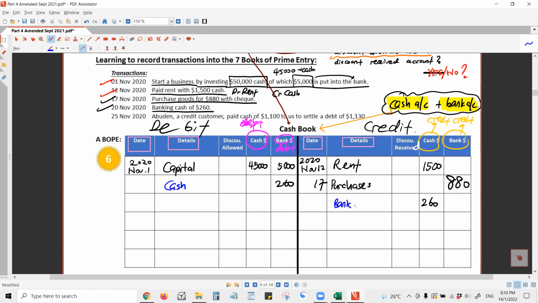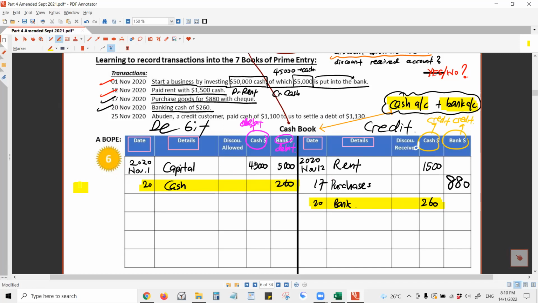Okay, so this is crediting cash, debiting bank. Write the number first, and then write the date, 20th. By the way, when you do both the debit and credit entries within the cash book, we call it a contra entry. You write that down somewhere.